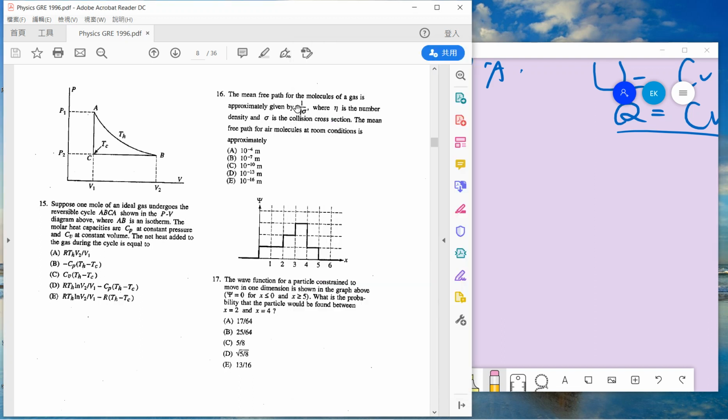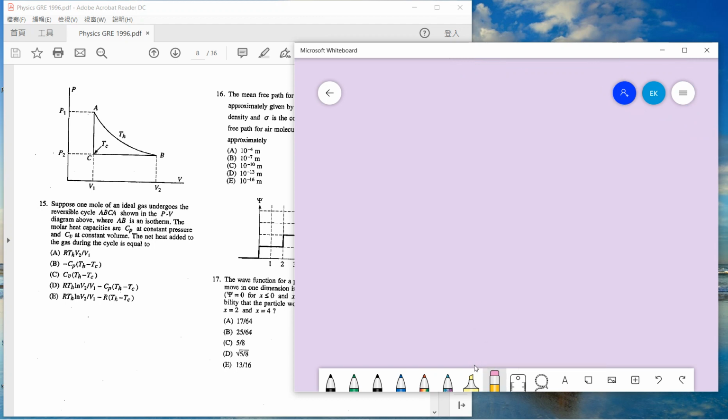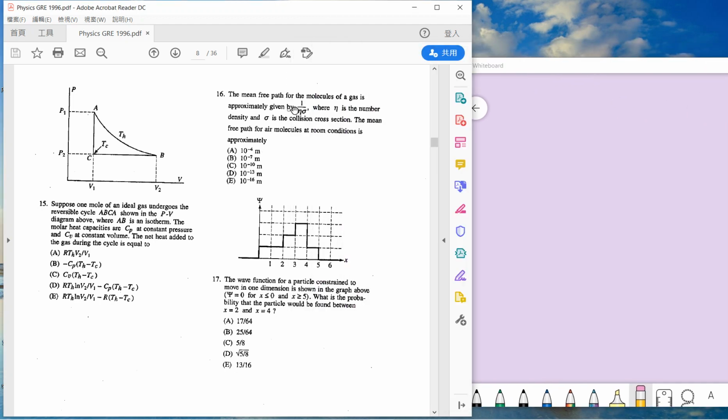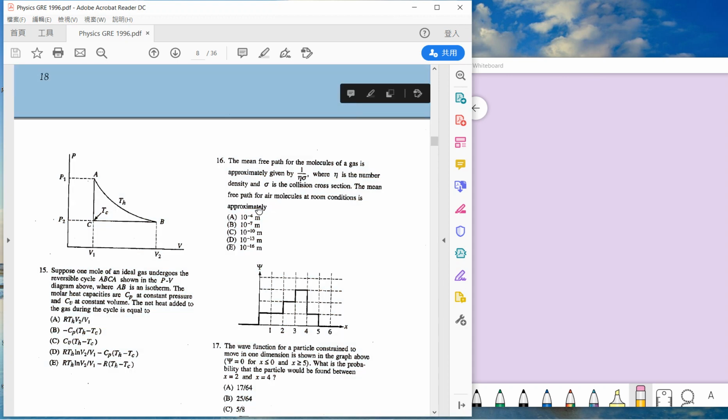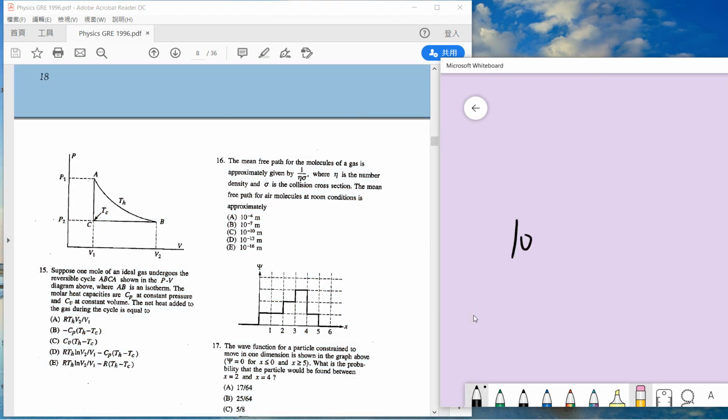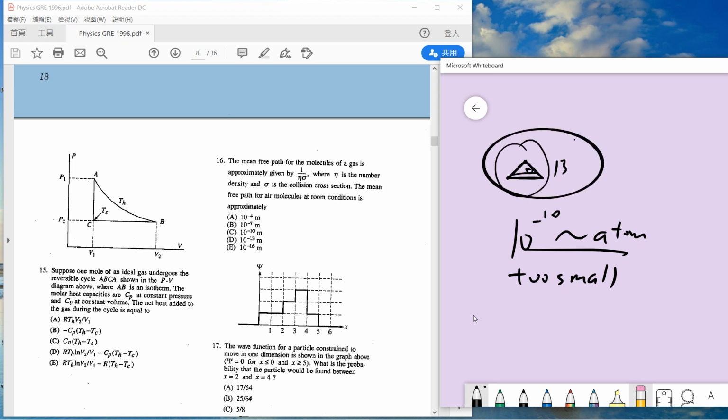And question 16 asks about the mean free path. This is the number density, the collision, and it asks what's the mean free path. Basically, this is physics intuition, because the mean free path should at least be large. 10 to the negative 10 is already the atomic level, which is too small. So the answer should be A or B. Actually, there's no easy way, but the answer should be A. I don't have another method to get this one, but you can guess that it should not be as small as B.